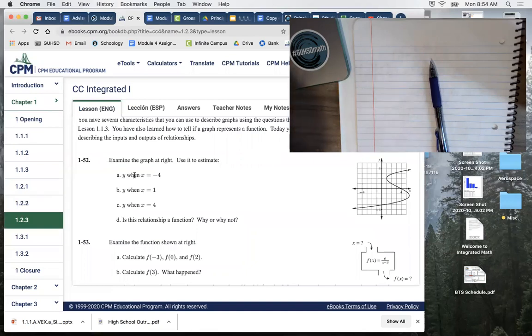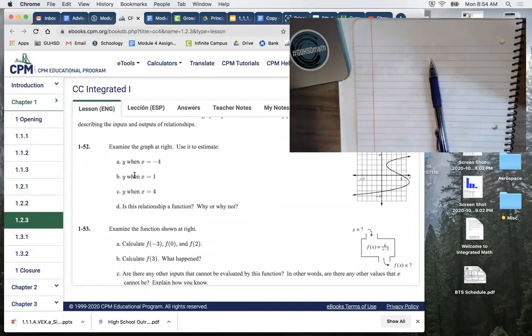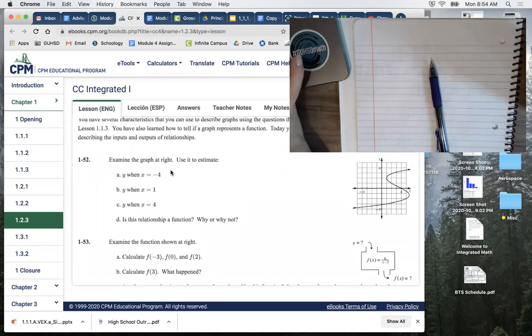So in this first one, it says on 152, examine the graph to the right. That's this graph right here. Use it to estimate y when x is -4. So if I look here, -4, -4. When x is -4, it looks like y is that value right there, which would be about -1, 2, 3, maybe -3.7 might be my guess. Because this would be -4, it's not quite that low. So maybe -3.7. That's what my estimate would be.